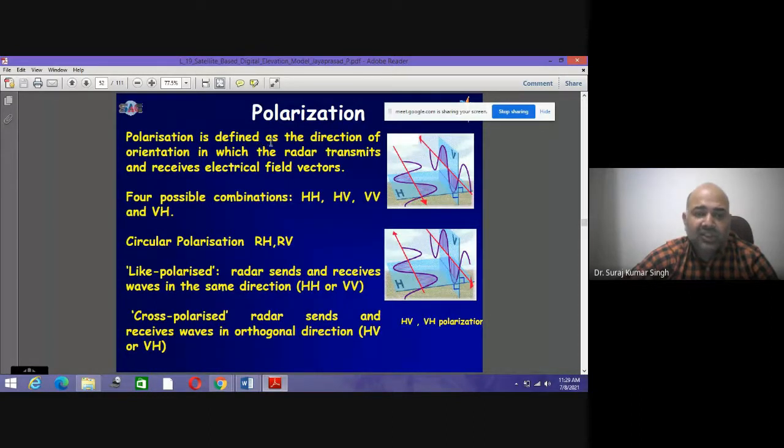The polarization also we have done. Polarization is defined as the direction of orientation in which the radar transmits and receives the electrical field vectors. There are four possible combinations, that is HH, HV, VV, VH. Then circular polarization is RH, RV. Like polarization is when radar sends and receives the waves in the same direction, that is HH and VV. Cross polarization means radar sends and receives the waves in the orthogonal direction, that is HV or VH.